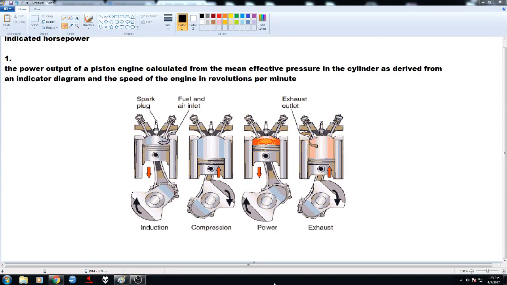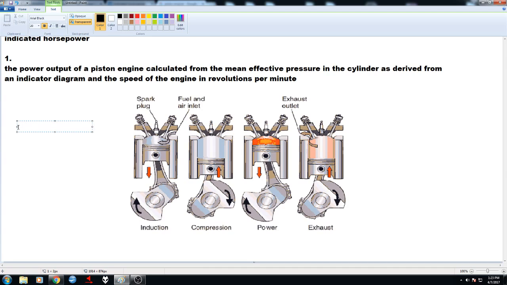Okay, so here comes part number 2 of the tutorial on how to make your engine step by step. But before we can proceed to running the in-game numbers, I need to cover the two theories that we have going on at the moment: indicated horsepower versus brake horsepower.